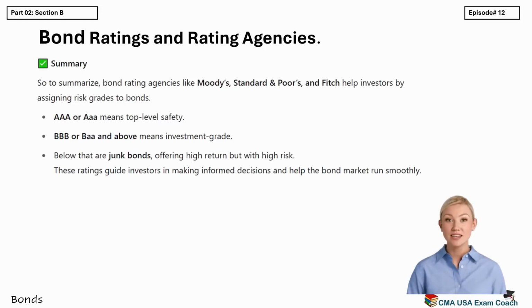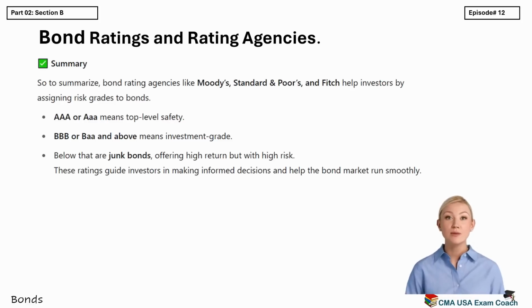Bond ratings are not fixed forever. Rating agencies regularly review the issuer's financial performance and economic environment. If a company's situation improves, their rating may be upgraded. If it worsens, their rating can be downgraded, which may cause the bond price to fall. For example, during economic downturns, even large companies can face rating downgrades, increasing their cost of borrowing.